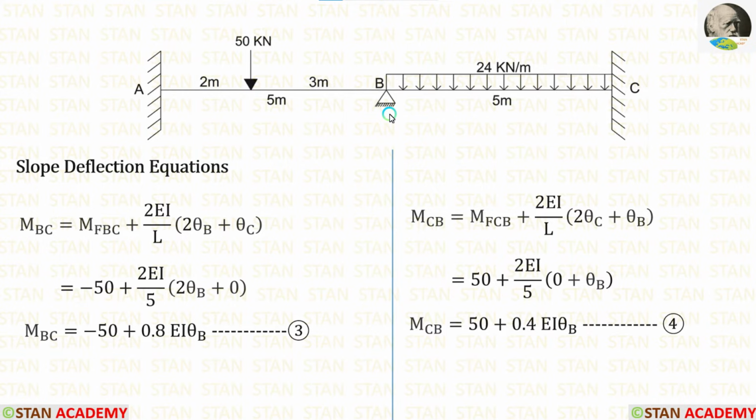Now, let us make the slope deflection equations in the span BC. First, let us apply the fixed end moments. In the point C, we are having a fixed support. We know that in the fixed support, there will be no slope. So, theta C will be 0. Let us cut theta C and make it a 0 in both of the equations. The length of BC is 5 meter. Let us apply in both of the equations. Finally, in the span BC, we have made two slope deflection equations.